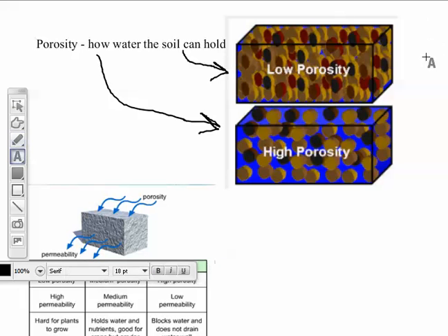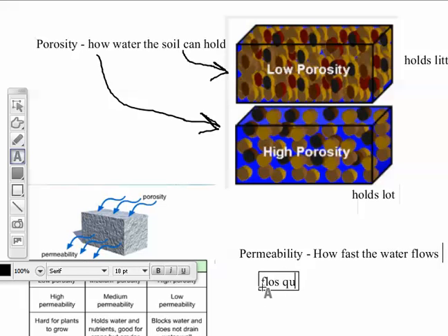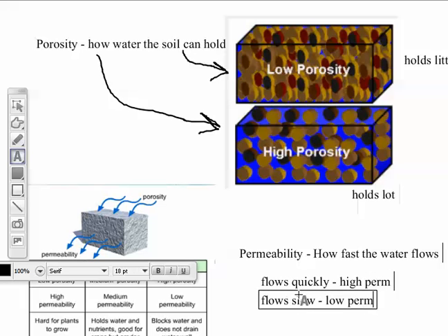Okay? So I'm just making notes here. Holds a little bit of water. And if it holds a lot, that would be high porosity. And then permeability is how fast the water flows through the soil. So if it flows through quickly, that would be high permeability. If it flows through the soil slowly, that would be low permeability.